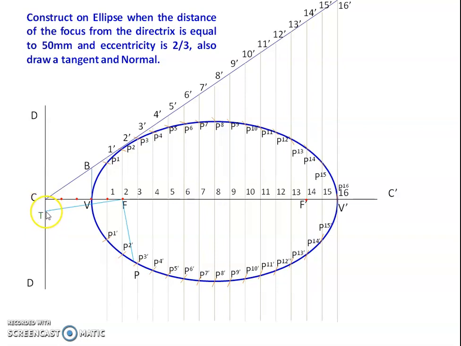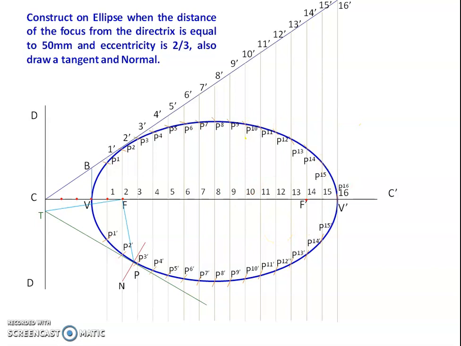Now join T and P with one line, and the line should meet at P. So that TP line is called the tangent. Now to draw the normal, you take the TP line and draw one perpendicular line to TP, which will be passing through P. This is called the normal, and you mention it as N. So you have completely drawn the ellipse with tangent and normal.